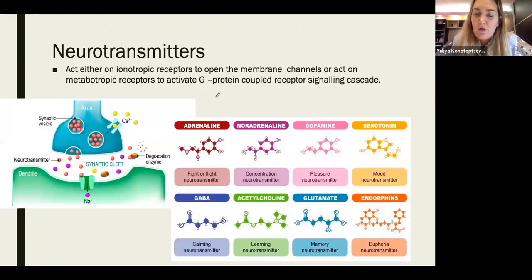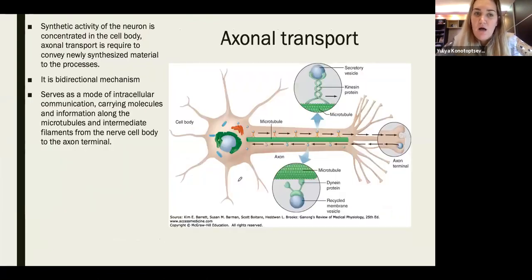Okay, so we have talked about neurotransmitters, right? So you remember I told you to look at them. So what do they do? What are their functions and etc. Axonal transport, we have kind of mentioned it before, right? So don't forget, inside of the axon, we have microtubules, and you can see that there are lots of things which are going in different directions.